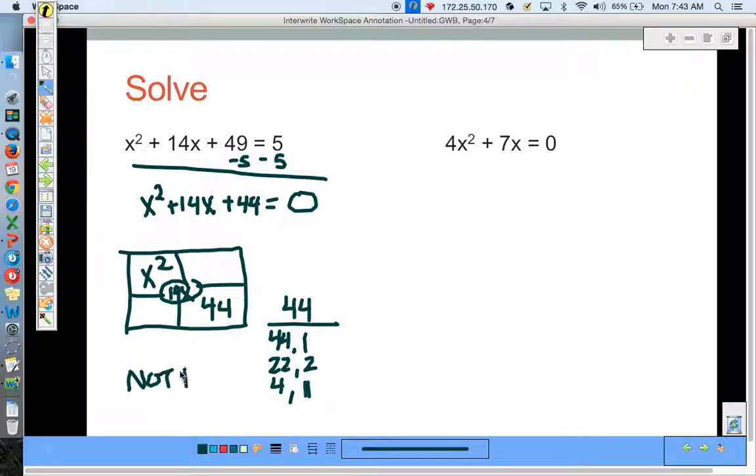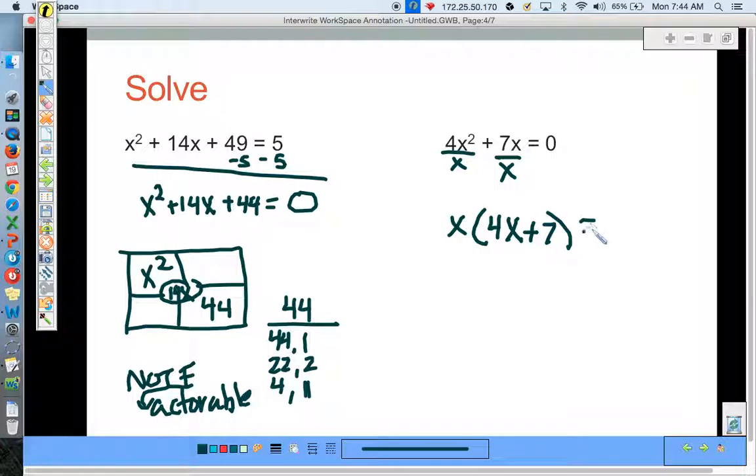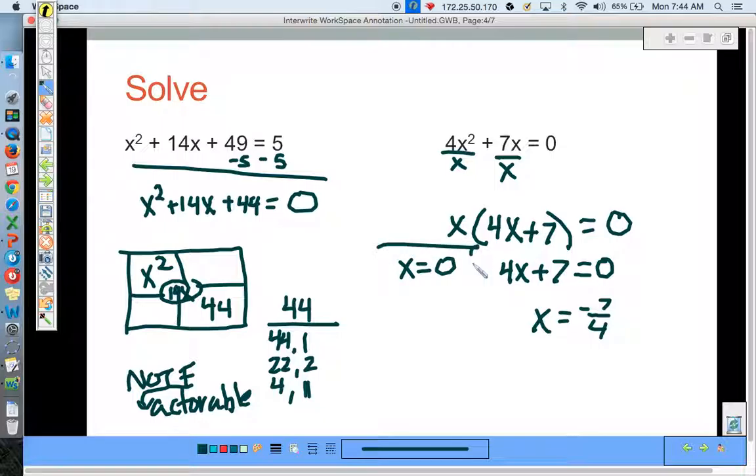So not factorable. And then we'll talk tomorrow about how we're going to solve some of these that are not factorable. Well, this next one doesn't have three terms, but we can divide an x out of both of these. So you have x times 4x plus 7 equals 0. So in this case, we just have our x equals 0 and 4x plus 7 equals 0. So x equals negative 7/4. So we have our two answers right there.